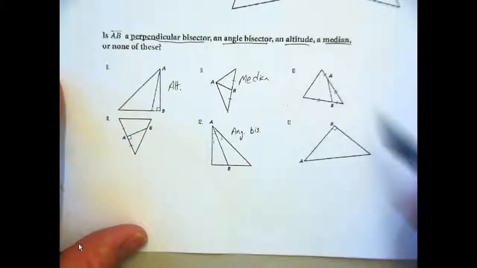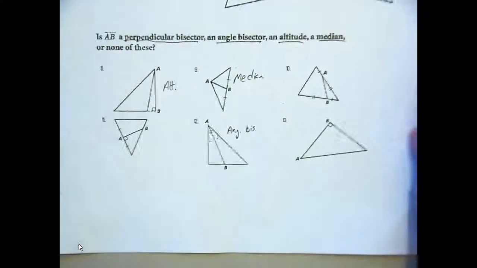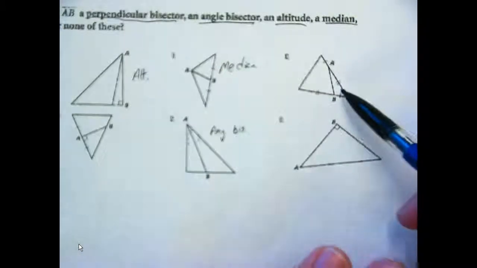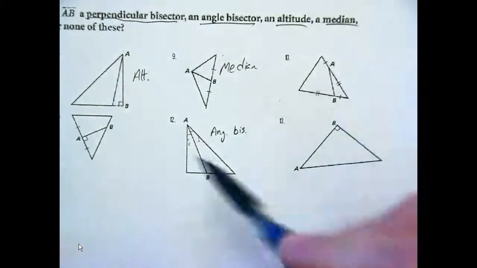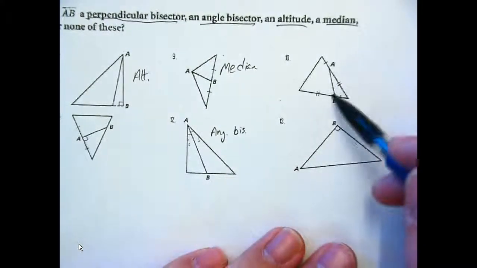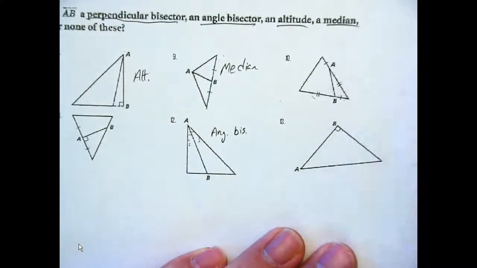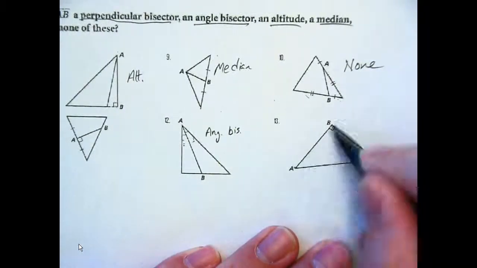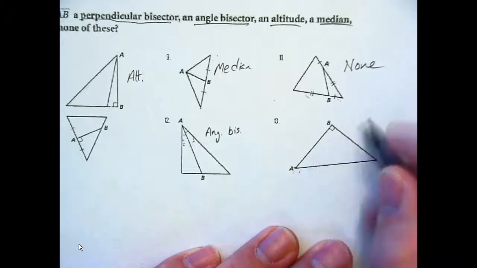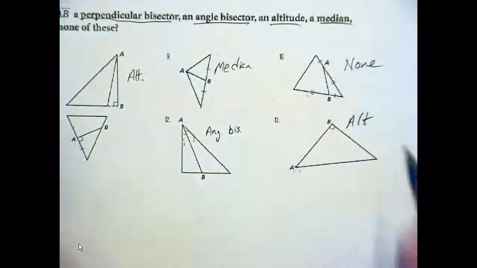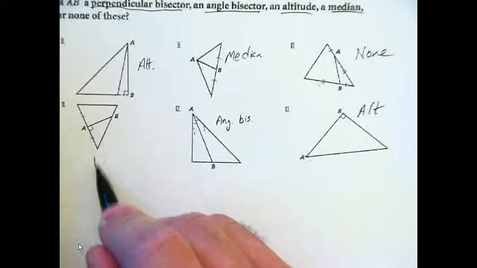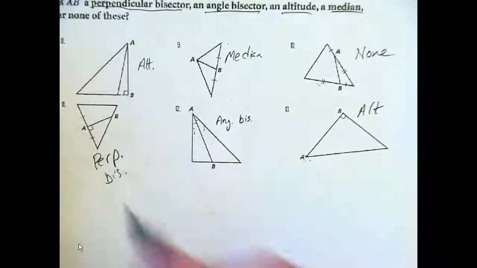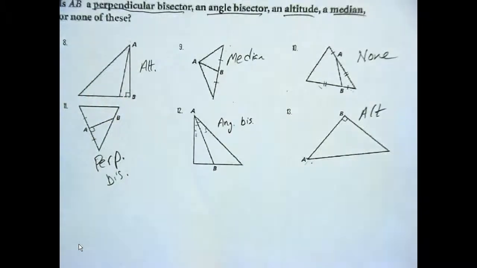How about number 10? It doesn't hit the right angle, so no altitude or perpendicular bisector. It's not coming from an angle, and it's not cutting a side in half, so therefore this is none. How about this one? Altitude. And this one? Perpendicular bisector. Okay, very good. Questions?